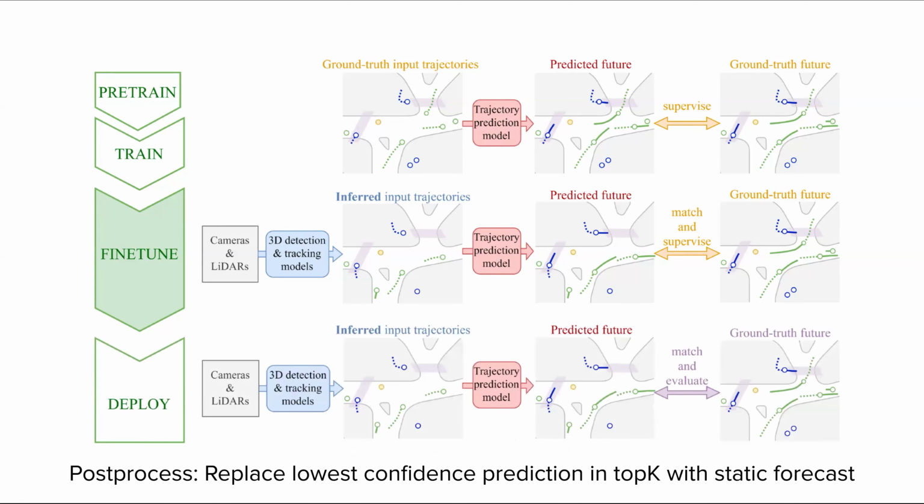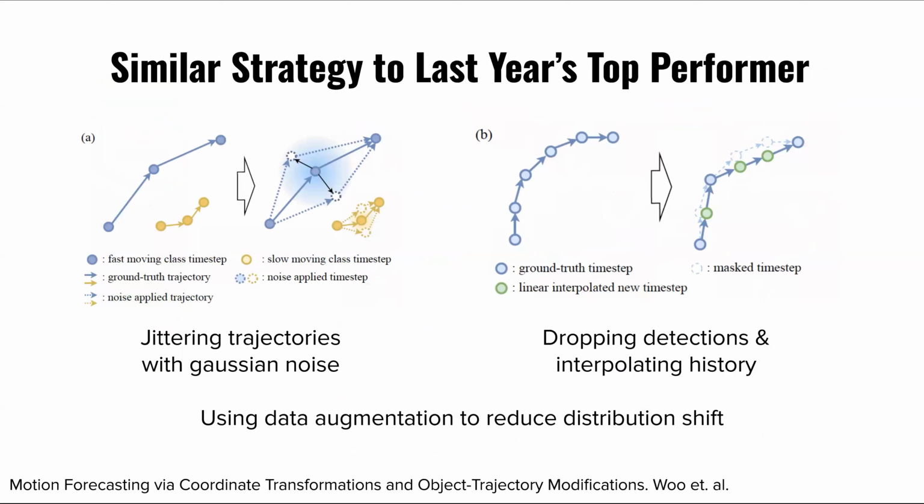And then lastly, they apply a post-processing step. So as I mentioned, they only train on the dynamic movers. So this biases their method to predict that everything will be moving. But as we saw in the distribution of movers, most things in the data set are not moving. So they simply replace the lowest confidence prediction within their top K set of predictions with a static forecast. And interestingly, this is very similar to last year's top performer, which uses data augmentation to also reduce distribution shift. But different from this year's method, they jitter trajectories with Gaussian noise, and they drop detections and interpolate trajectory history to increase the size of the data sets.